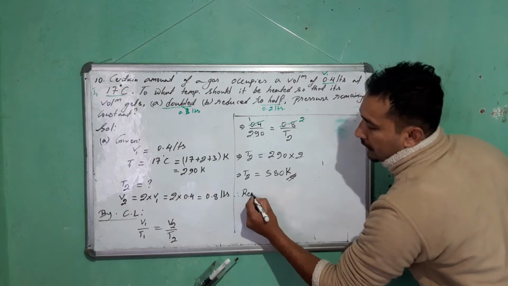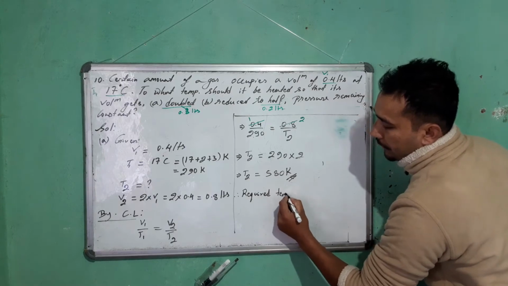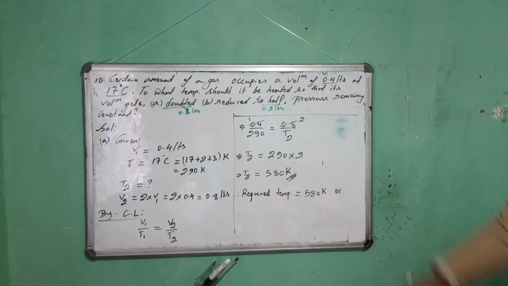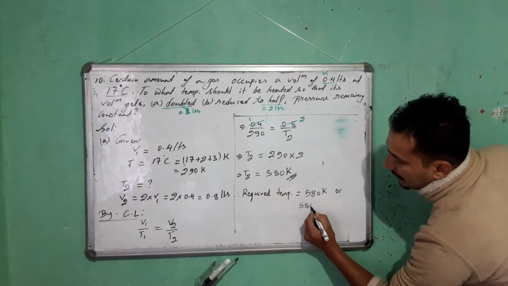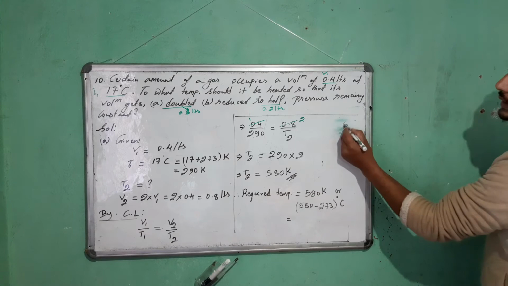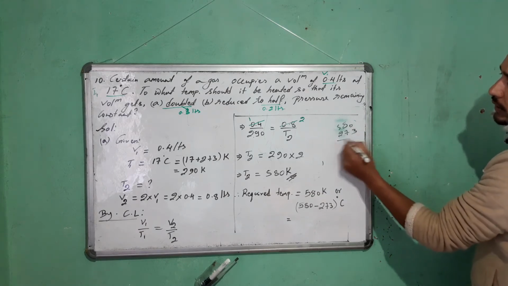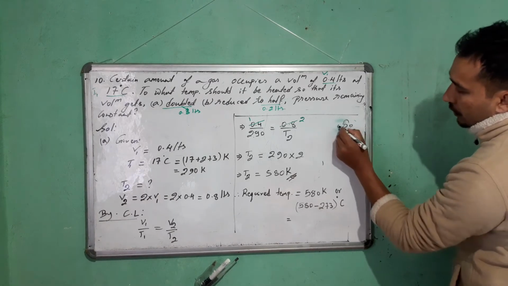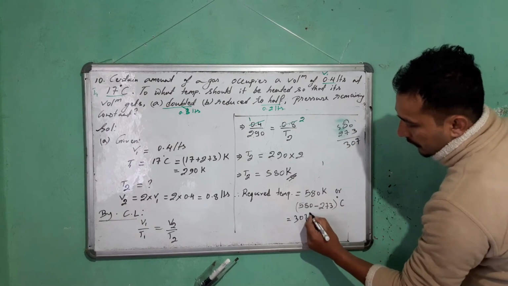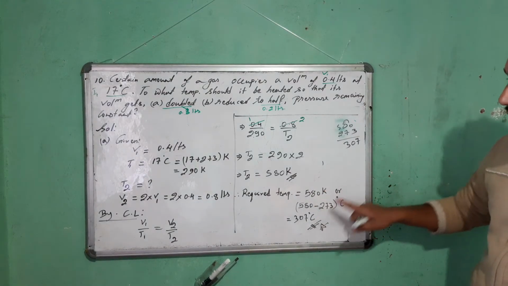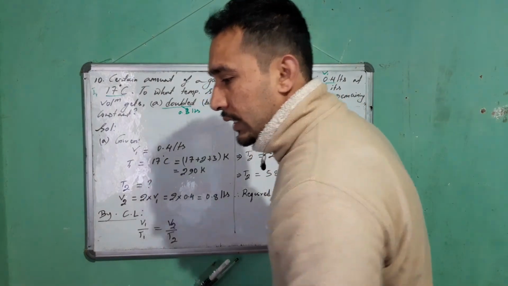Therefore the required temperature is equal to 580 Kelvin, or if you want to convert this to degrees Celsius, then you have to subtract 273, or 580 minus 273 degrees Celsius. So it will be equal to 307 degrees Celsius. So you can keep your answer in Kelvin or you can convert it to degrees Celsius. In your book, the answer is given in degrees Celsius.